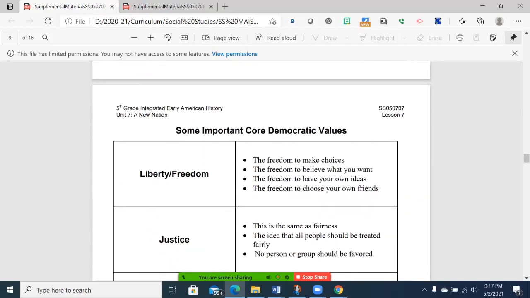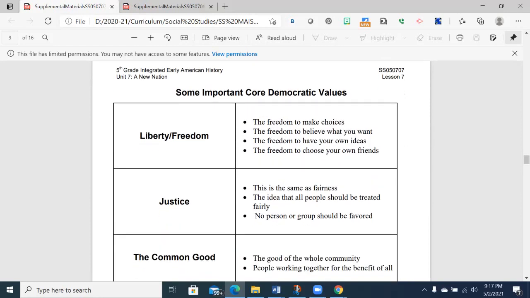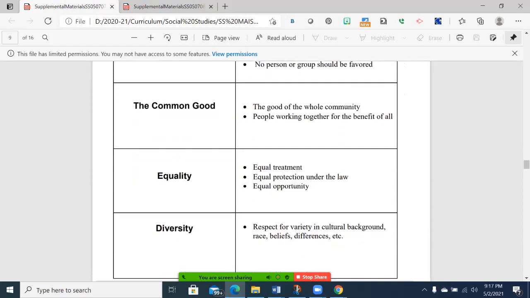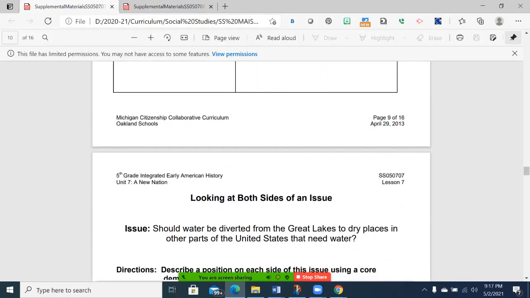Welcome back. So some important core democratic values. Liberty, the freedom to make choices, to believe what you want, to have your own ideas, and to choose your own friends. Justice, that no person or group should be favored. Common good, the good of the whole community, people working together. Equality, equal treatment. Respect for varieties and cultural backgrounds.